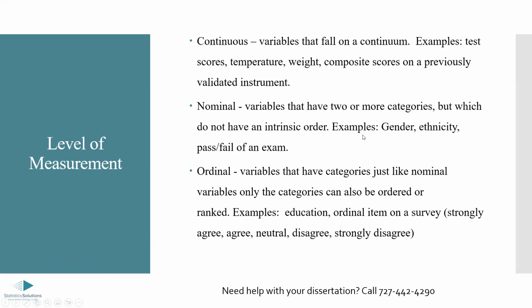Nominal variables are categorical, so variables that fall into distinct categories, but do not have an intrinsic order. So examples of this are gender, ethnicity, passing or failing of an exam. People will fall into one distinct category for most of these. A lot of demographics are nominal.